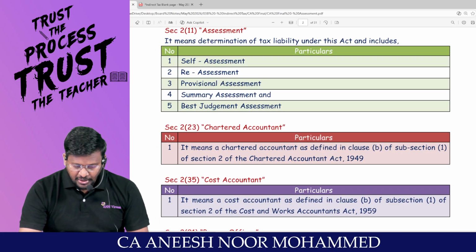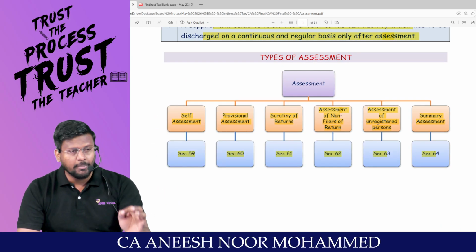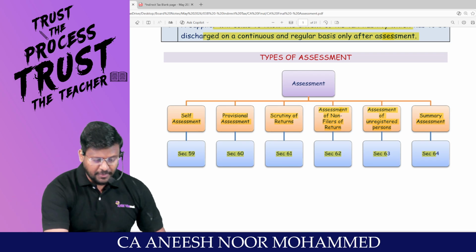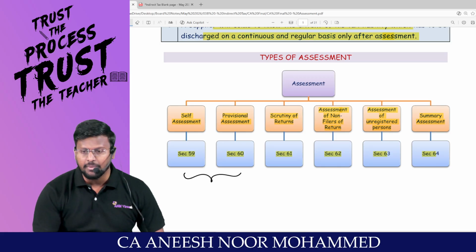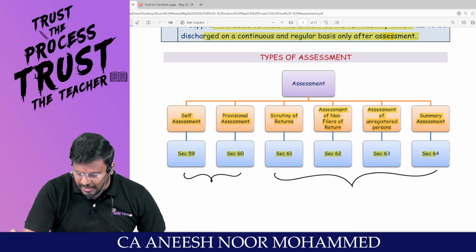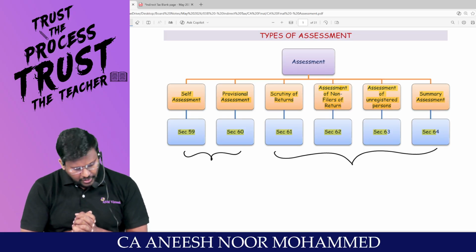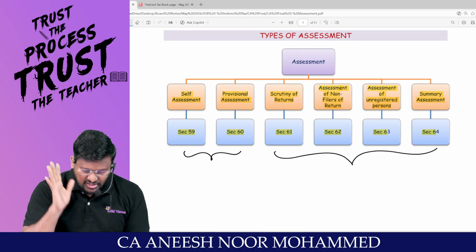Am I right, sir? That means now you will be able to appreciate and understand how many types of assessment there are: 6 types of assessment. In these 6 types, 2 assessments will be done by the assessee and 4 assessments will be done by the department. Number 1, self-assessment under section 59, and provisional assessment under section 60.